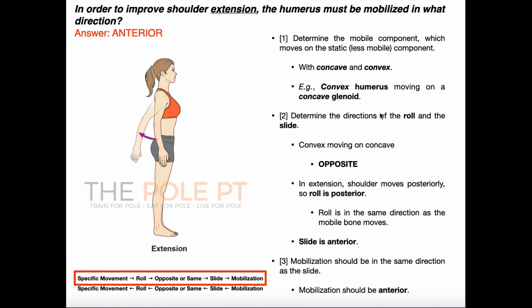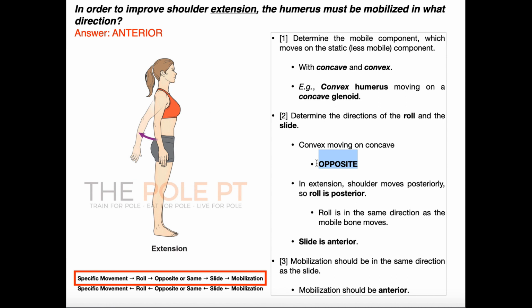And the way we do that is by forming this kind of sentence. We have a convex humerus moving on a concave glenoid. Okay? If it's convex moving on concave, it's opposite. And the way that someone actually told me about this is that if you run into your X, so the X is first, if you run into your X, you're probably going to want to go the opposite direction. Okay? So convex moving on concave, we know that the roll and the slide are in opposite directions.